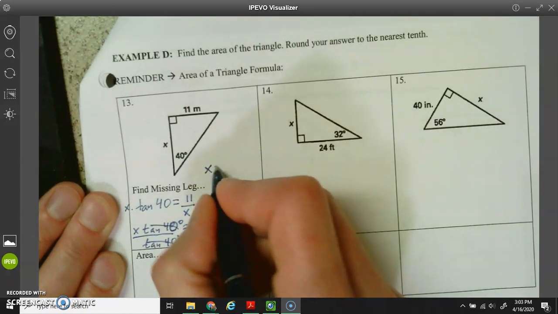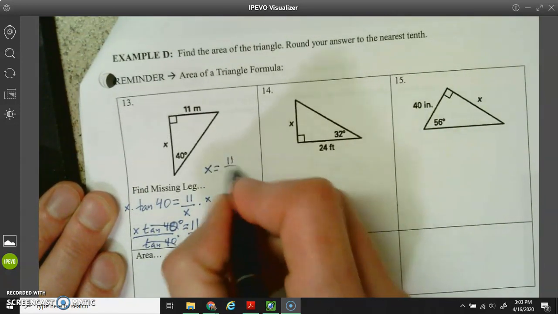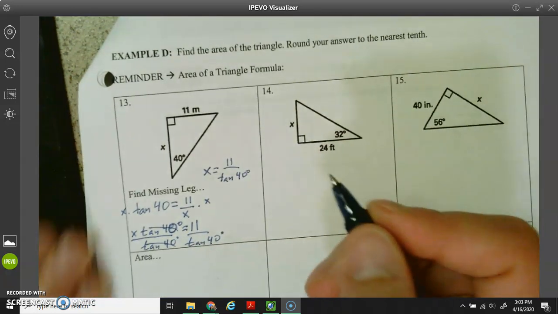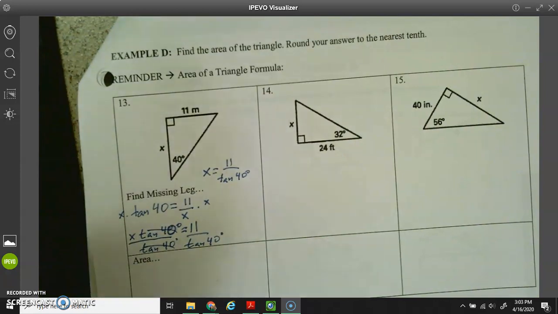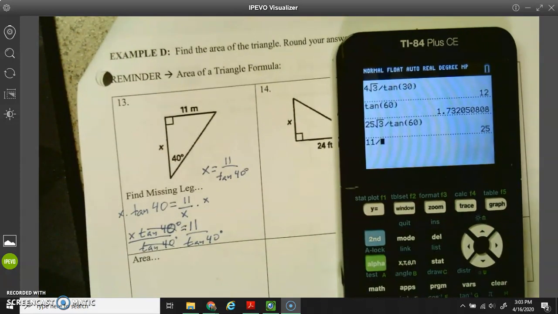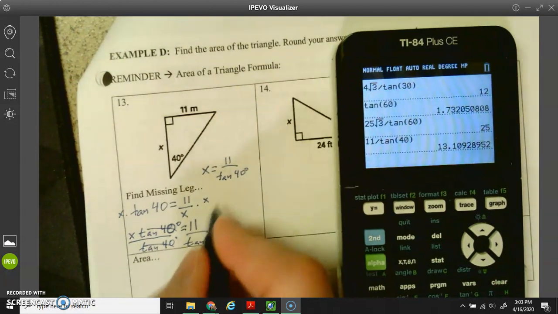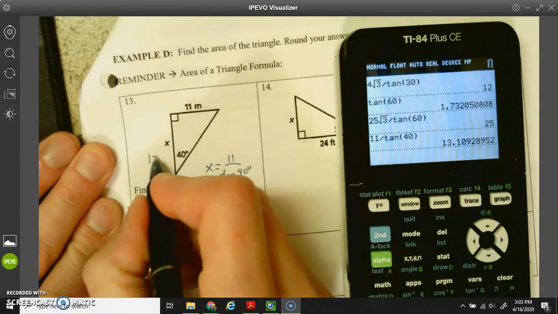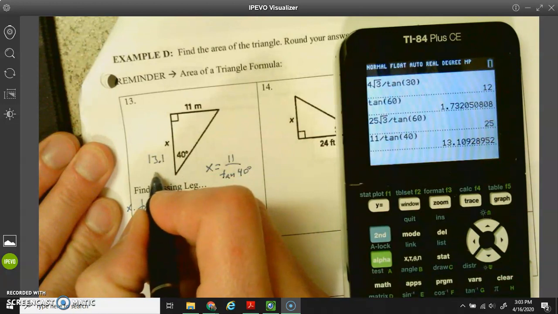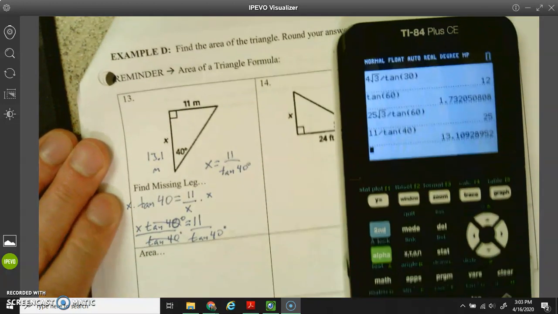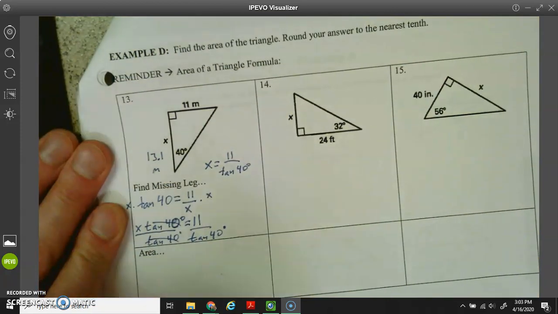And you get x equals 11 over tangent of 40 degrees. So plugging that in my calculator, 11 divided by tangent of 40 degrees gives me 13.109. So x is approximately 13.1, and the length looks like it's meters. So that's to find the length of that leg.